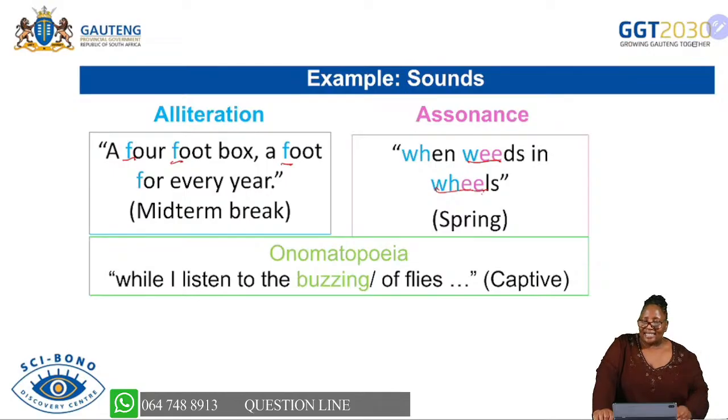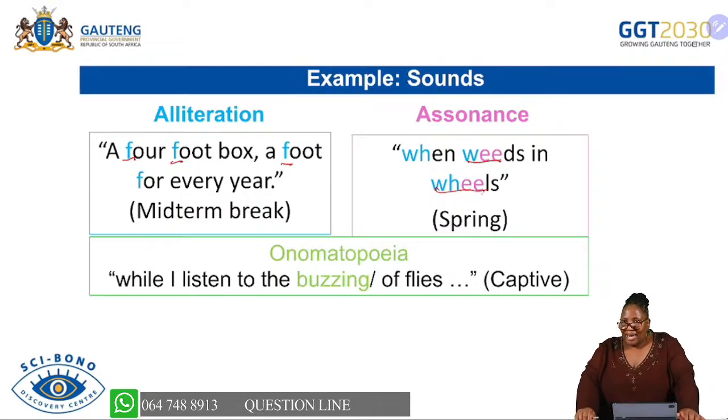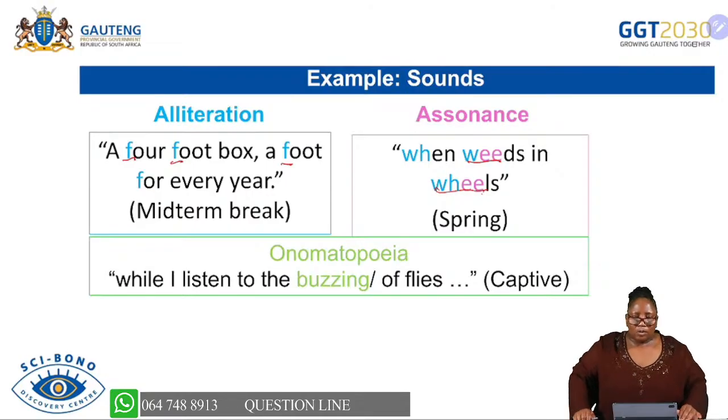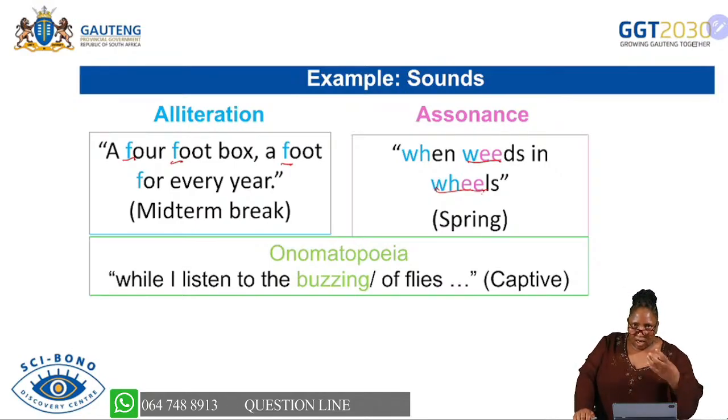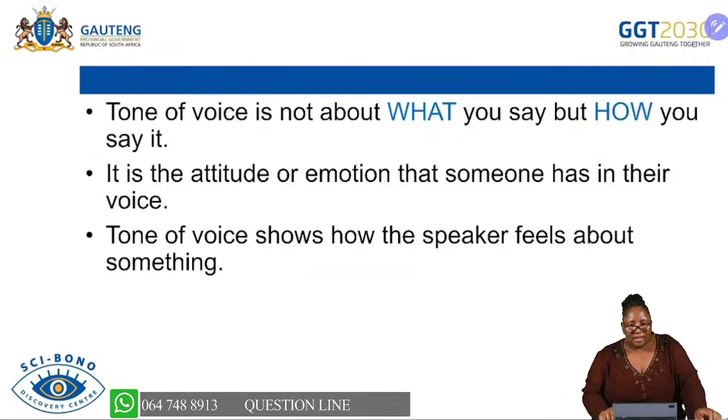Let's look at onomatopoeia. While I listen to the buzzing of flies in the poem Captive. Buzzing of flies. What happens when the bees or the flies buzz? You find that sound, and that gives you the idea of onomatopoeia. The sound it makes also has that weight. Right.